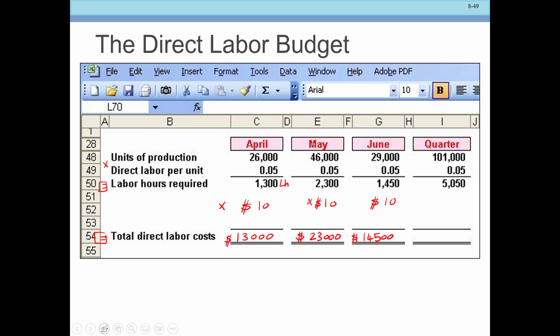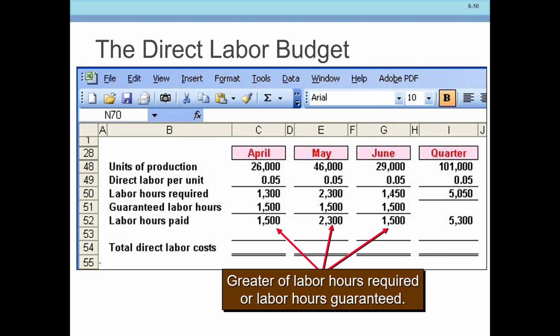So this is the total direct labor cost, the expected, of course. But in the given information, he is telling me that I have a minimum number of labor hours that the workers must be paid for. So I will continue with the original example, he said that we have 1,500 minimum payment. So this month, the workers worked for 1,300 only. So I'm going to ignore that. And I will assume that the labor hours that will be paid is 1,500. In the next month, we actually worked for 2,300.